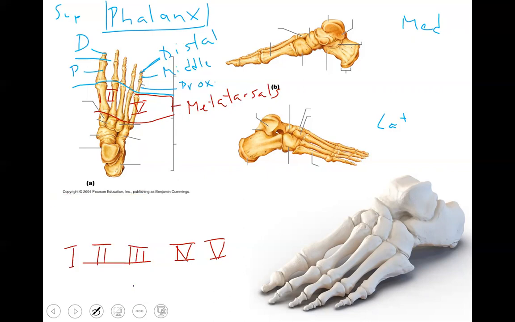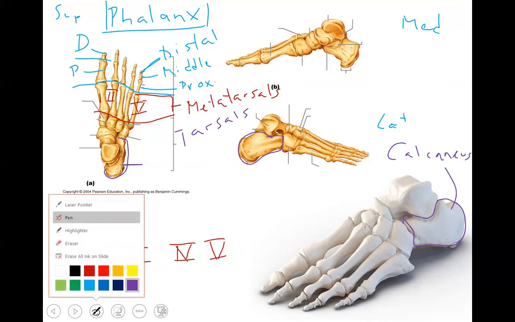Okay, finally, we have the tarsals. All right, each one of these tarsals gets its own special name, okay? We'll start with the big one, because maybe we already know this one, the heel bone. Okay, so what is actually bearing the weight of your body when you are standing? This is called the calcaneus. Calcaneus is the heel bone. Okay, so again, that is bearing the weight of your body.